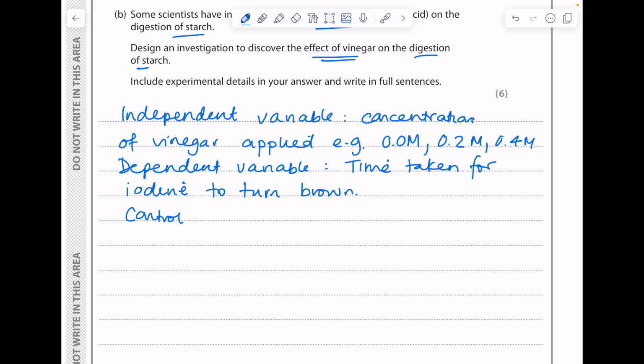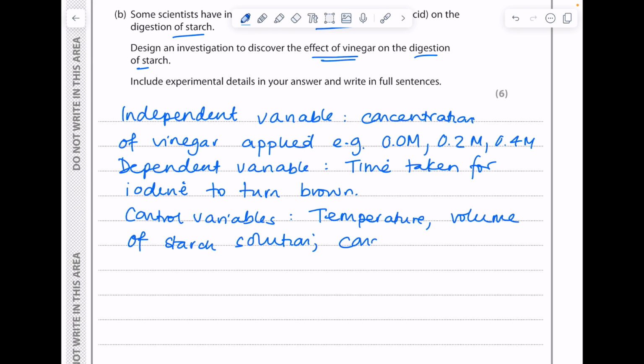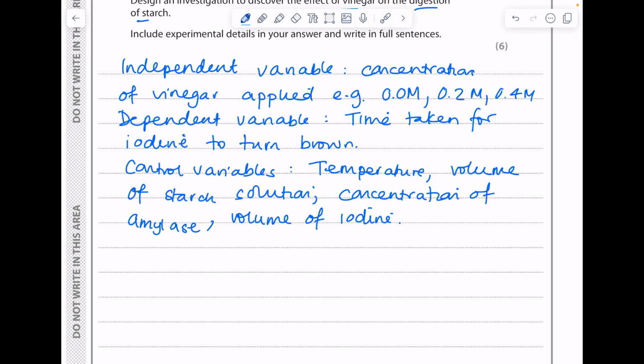Control variables. So what am I keeping the same? So for sure, temperature, volume of starch solution, concentration of amylase, volume of iodine, and then lastly just state, repeat the experiment and calculate an average.